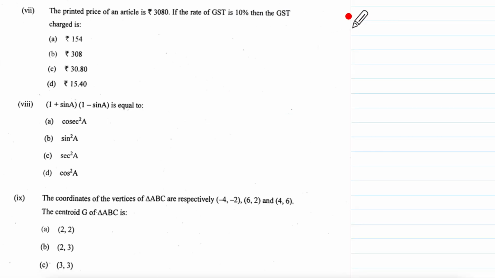The eighth one, the printed price of the article is 3080. GST is 10%. Then the GST charge will be 10% of this, that is 1/10, which means 308. The eighth one: 1 plus sine A into 1 minus sine A is going to be 1 minus sine square A, correct? Now I know that 1 minus sine square A is equal to cos square A, because sine square A plus cos square A is equal to 1, and the option will be D, which is cos square A.